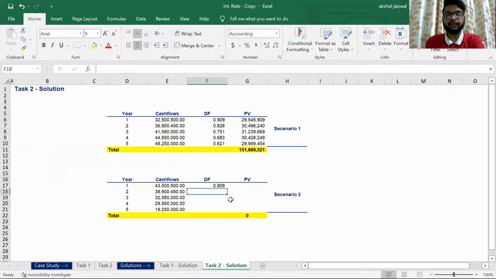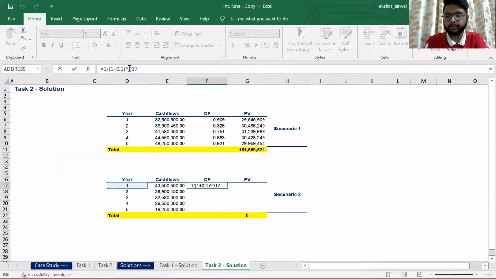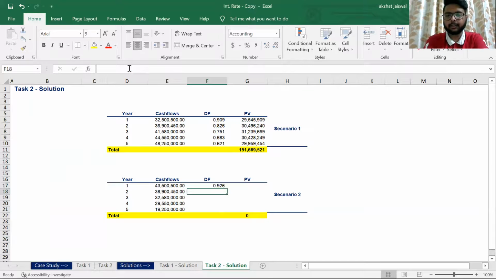If suppose we have a different discount factor, assuming it is at 12%, or maybe 8%. Let's take 8%. So for 8%, what will be the formula? You have to just change it to 0.08 and then click enter. You will get your value here. So it is very simple. You just have to change it according to the interest rate.